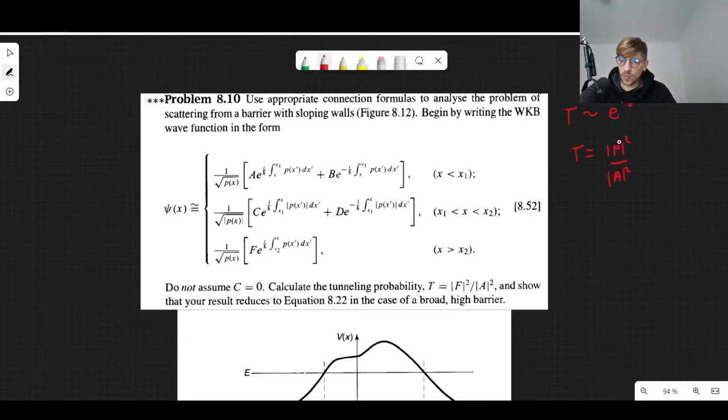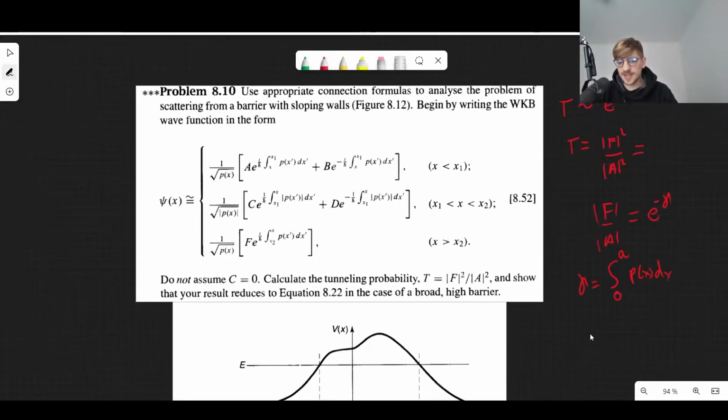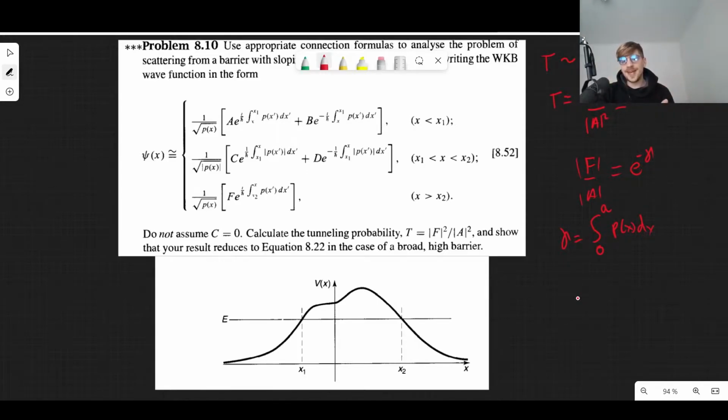And what we had here is that this thing, f over a, was simply e to the minus gamma, right? Where gamma is the integral. In the previous case, it was 0 to a of our momentum. But of course, what this represented was simply that 0 was where our barrier began, and a was where our barrier ended. So in this case, our barrier basically begins at x1 and it ends at x2, even though of course the walls are sloping, right? So it isn't quite the same as before, but it is just so that we can at least make a connection to what we saw before.